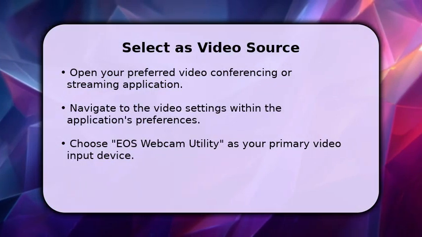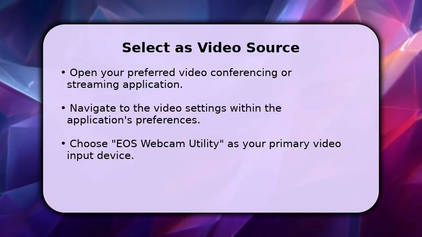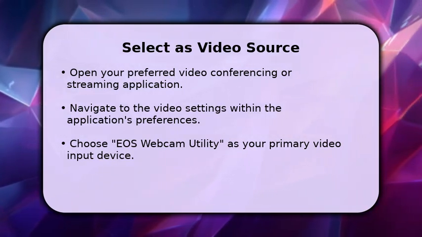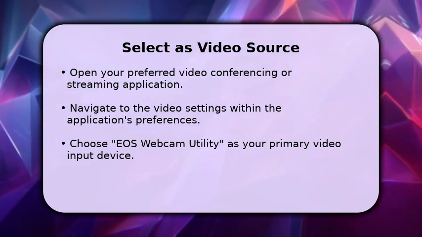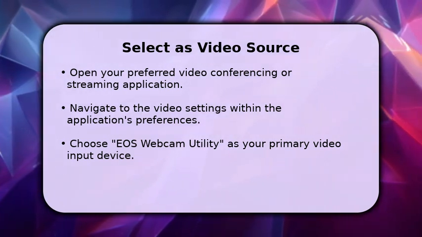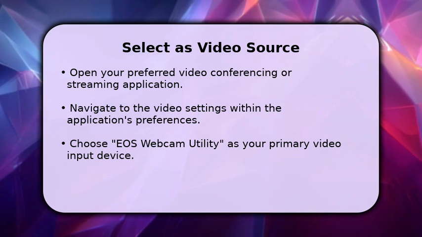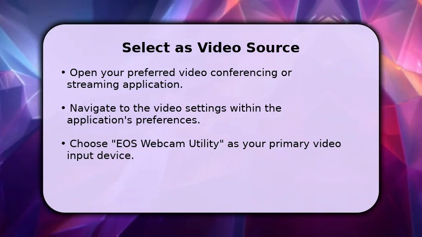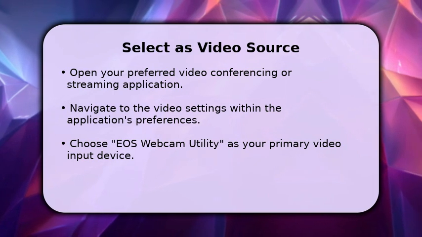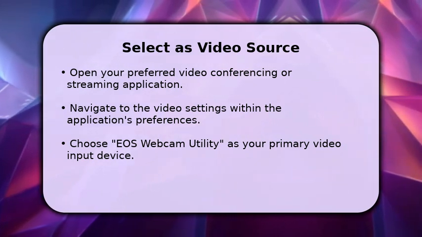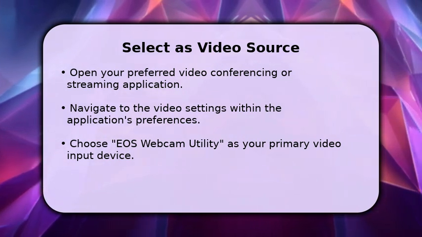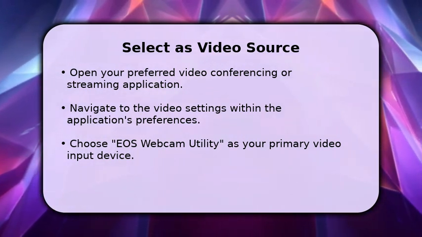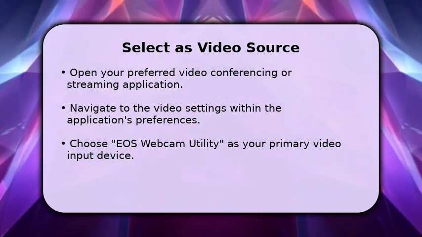With the software installed and your camera connected, the final step is selecting it in your chosen application. Open your favorite video conferencing or streaming platform like Zoom or OBS Studio. Go into the video settings or preferences, and you should see EOS webcam utility listed as a camera option. Select it, and you're all set. Remember to fine-tune your camera's focus and exposure for that professional look.